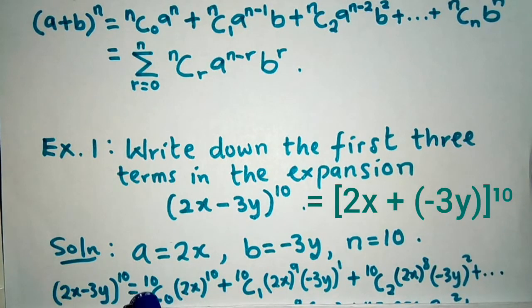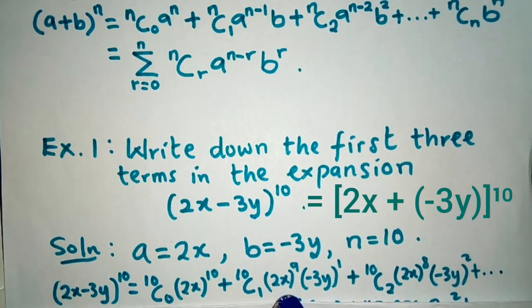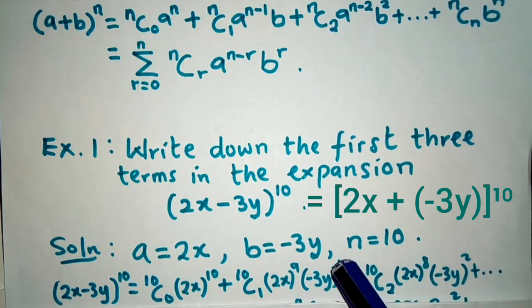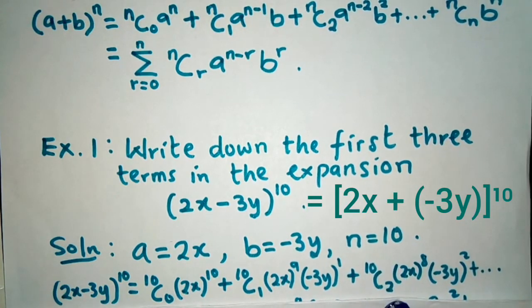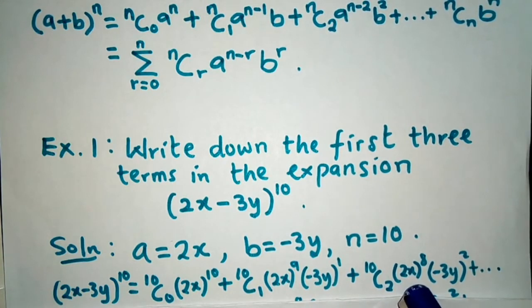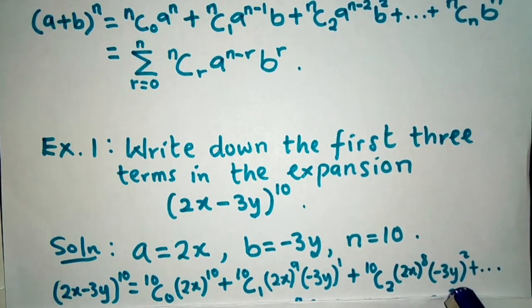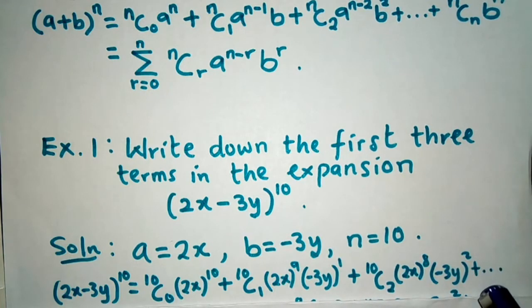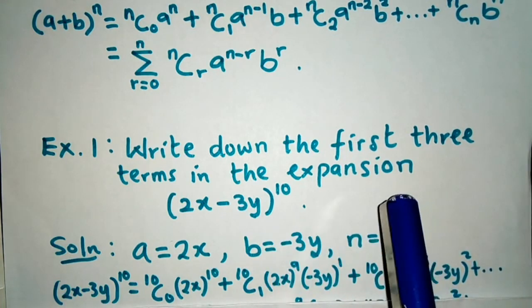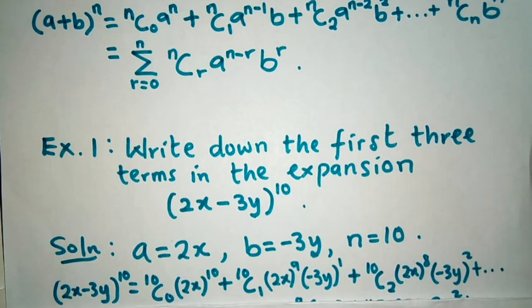for n equals 10, 10 choose 0, 2x, which is our a, to the power of 10, plus 10 choose 1, 2x to the power of 9, times b, which is minus 3y to the power of 1, plus 10 choose 2, 2x to the power of 8, minus 3y to the power of 2, and so on. Recall, we are asked to find the first three terms. So this gives the first three terms, 1, 2, 3 of this expansion.